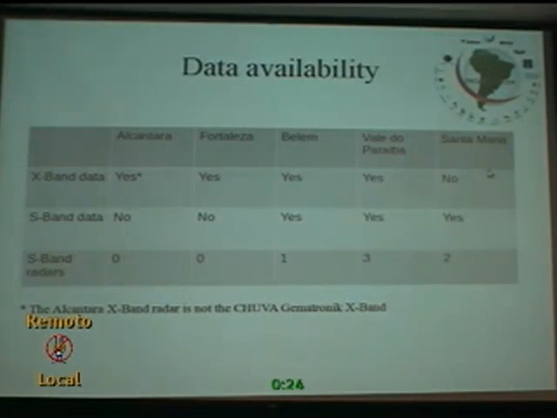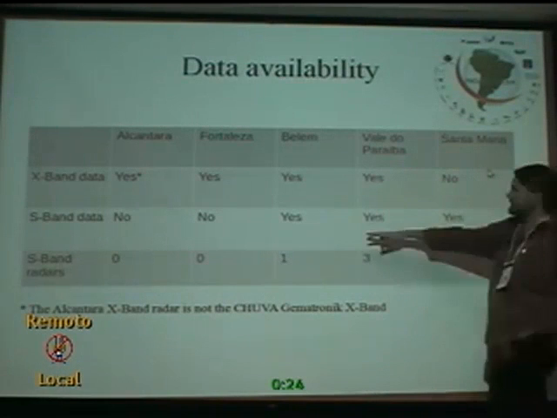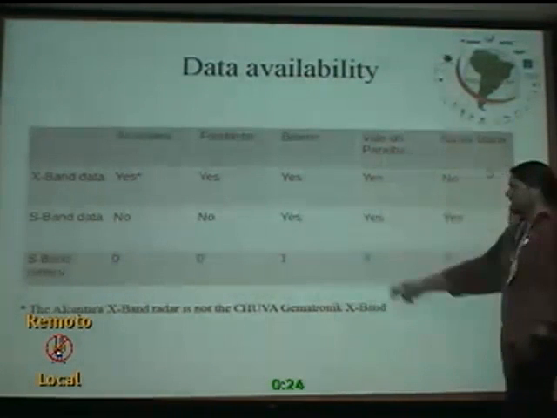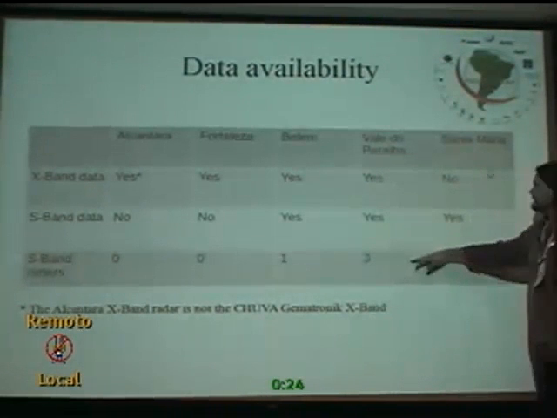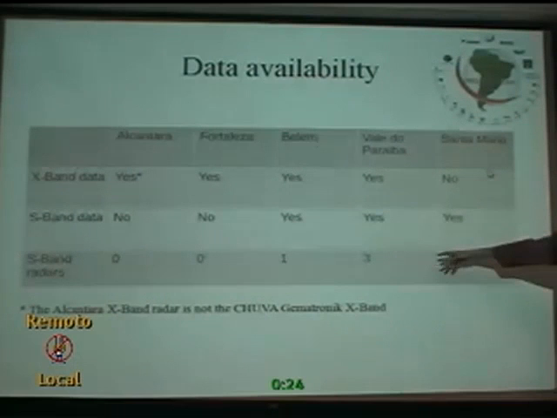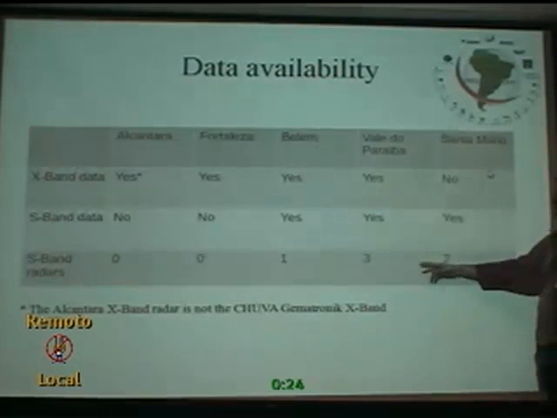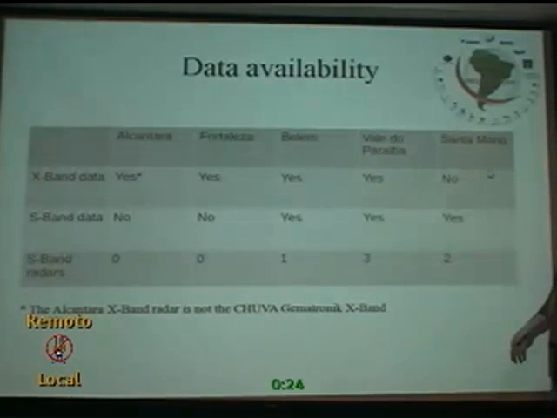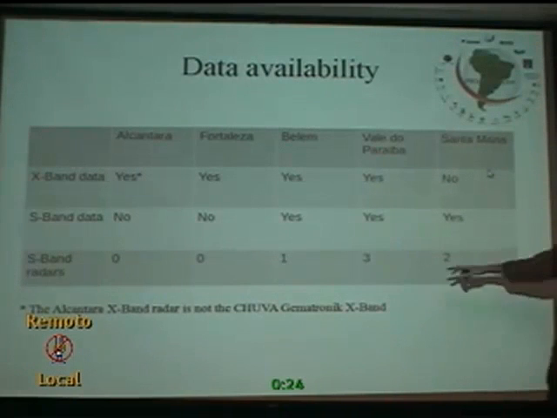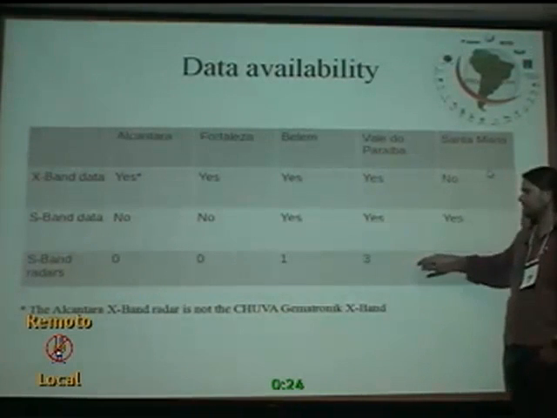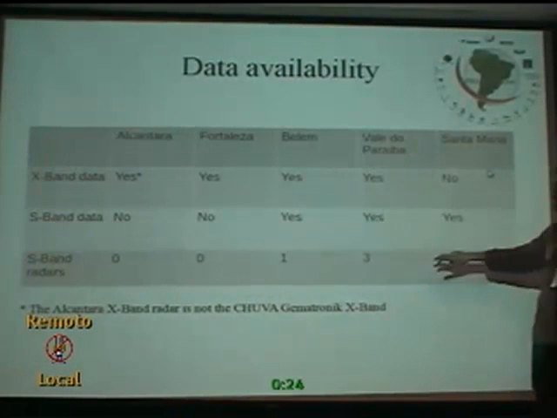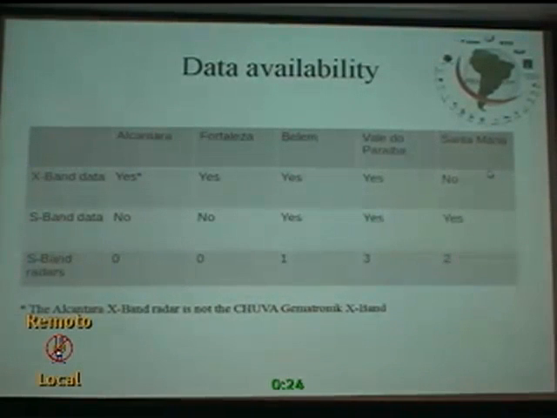In terms of S-band radars, we have 1 in Belém from CIPAN. This data is in universal format. We have 3 radars in Vale do Paraíba, 2 in HDF5 format and 1 in universal format, and 2 in HDF5 format in Santa Maria. We have 2 Doppler radars here, and 1 here.